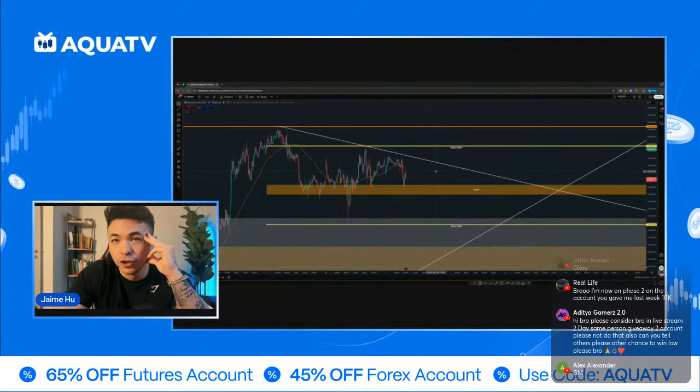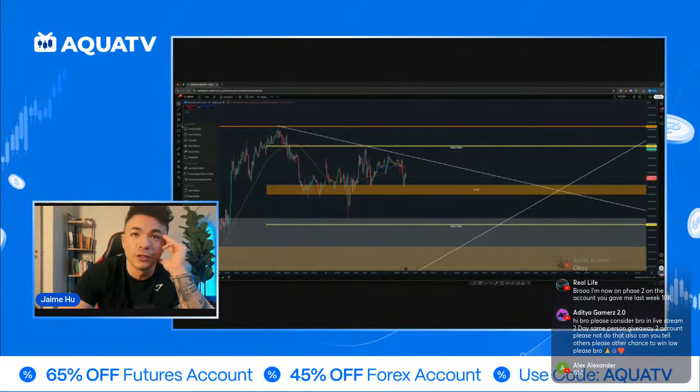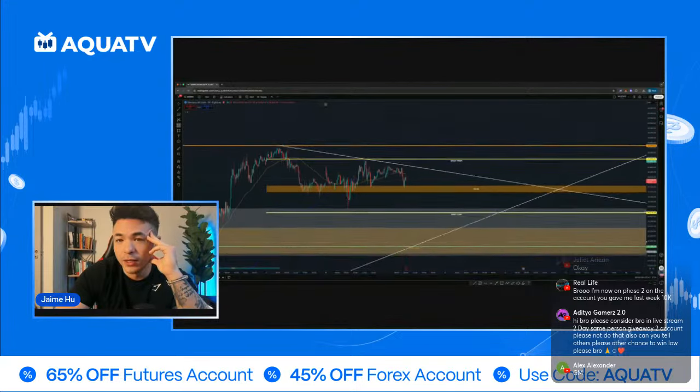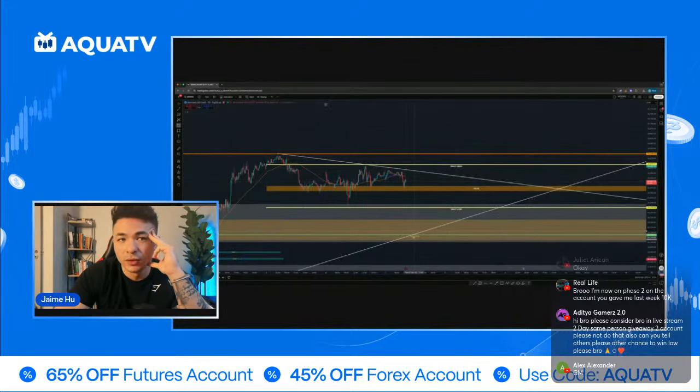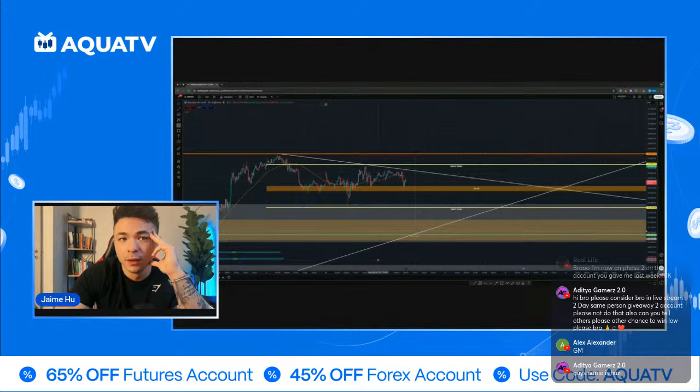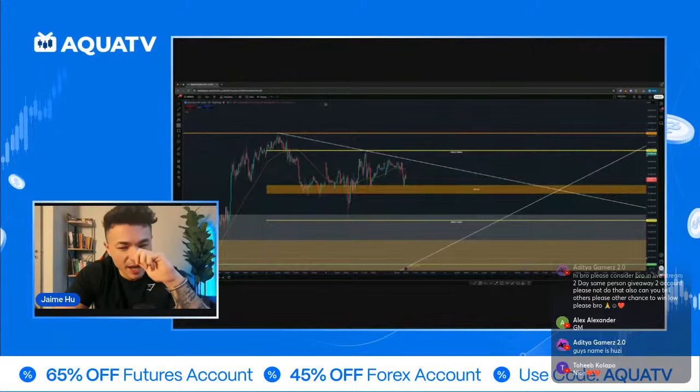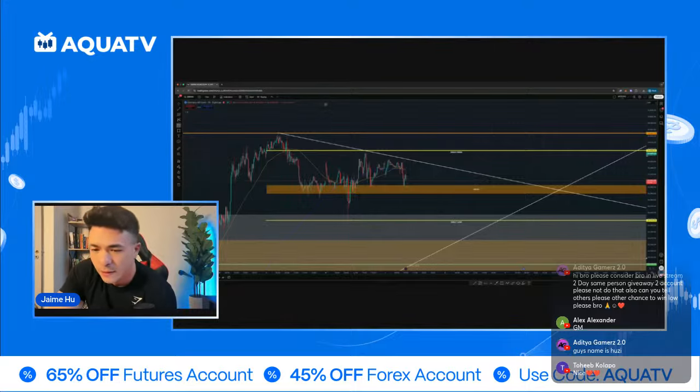So with German 40, I am looking for shorts today. I would like price to come to this 1.618 and even potentially lower, but the main area is for price to come to this point over here. And as always, I'll be risking 0.25%.